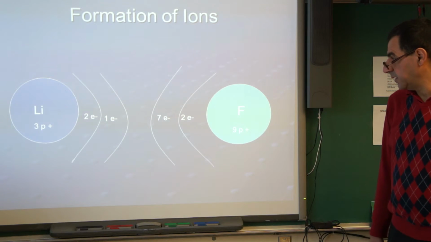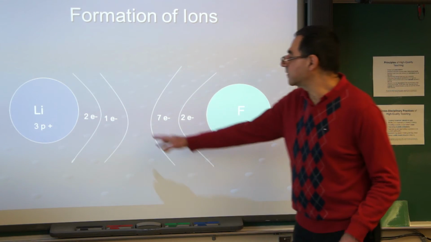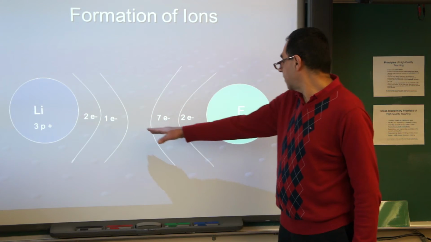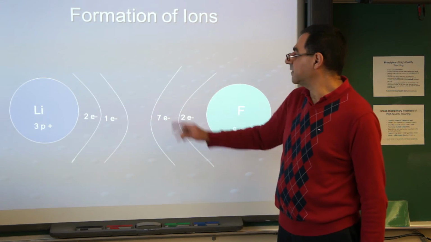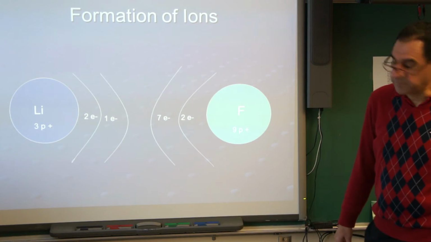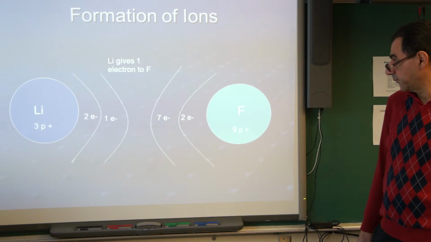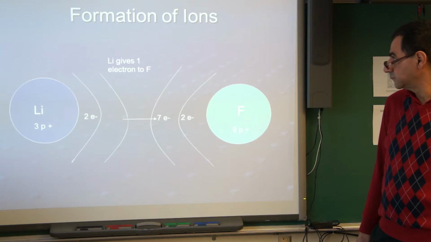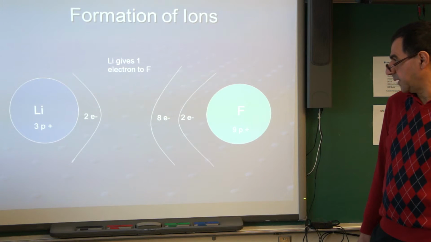So for example, lithium would have a tendency to lose 1 electron, fluorine would have a tendency to gain 1, and that would form a compound. And then it becomes balanced.